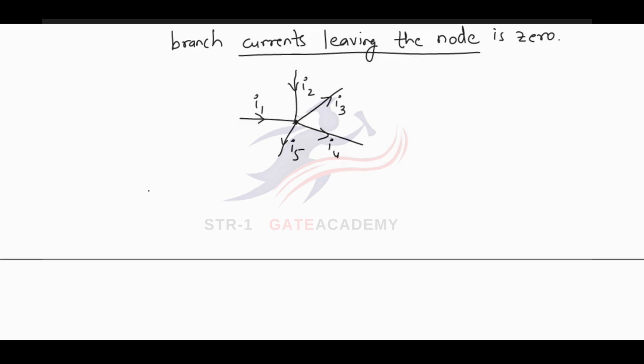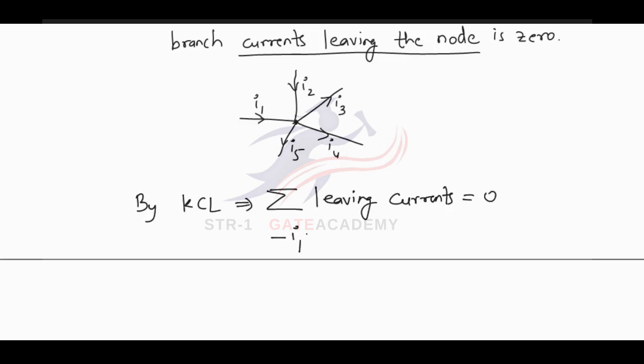Now according to KCL, what I am saying is sum of all the leaving currents is equal to 0. Now what are the leaving currents? So in branch 1 the leaving current is minus I1, because I1 is incoming, so the leaving current will be minus I1. Similarly in branch 2 the leaving current will be minus I2. In branch 3 it is plus I3 plus I4 plus I5, and their sum will be equal to 0. That's what KCL says.